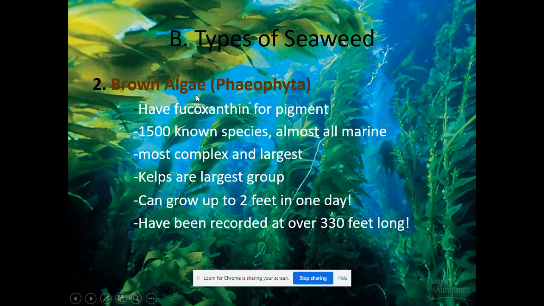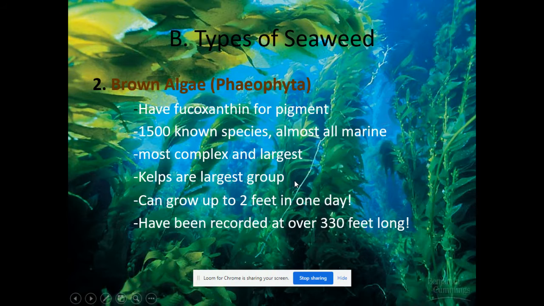The next type is the brown algae, and these are the phaeophyta. They have fucoxanthin for pigment. There's about 1,500 known species, almost all are marine, the most complex and largest type of seaweed. The kelps are the largest group, and they can grow up to 2 feet in one day, which is huge. They have been recorded to be over 330 feet long, and these are like gigantic types of seaweed.